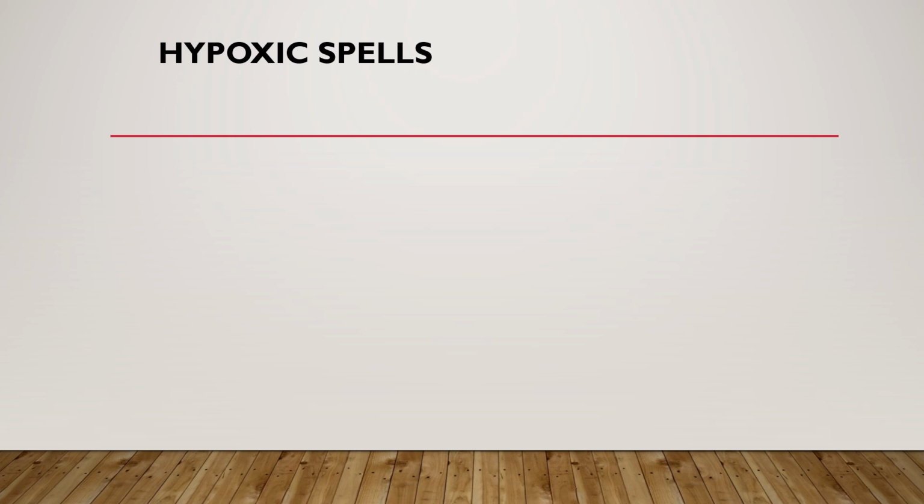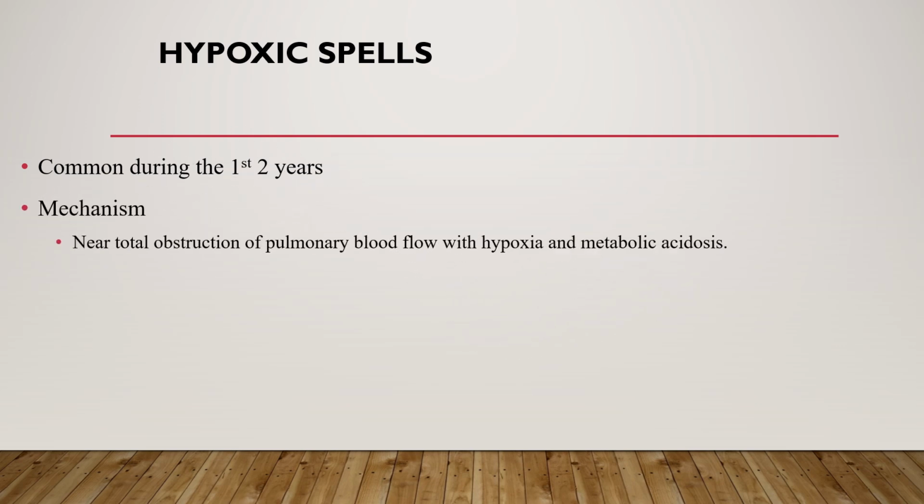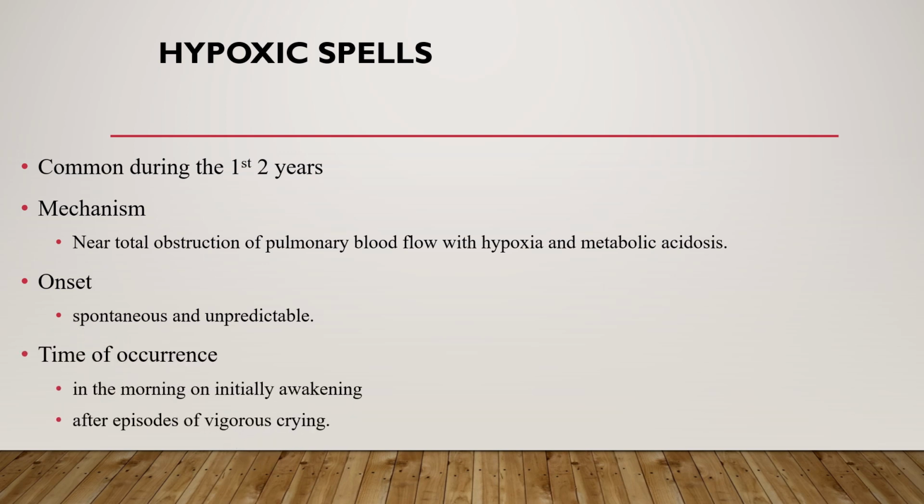When we see hypoxic spells or Tet spells, they are common during the first 2 years of life, and the mechanism is due to near total obstruction of pulmonary blood flow with hypoxia and metabolic acidosis. The onset is most of the time spontaneous and unpredictable, and the time of occurrence is most of the time in the morning on initial awakening and after episodes of vigorous crying.